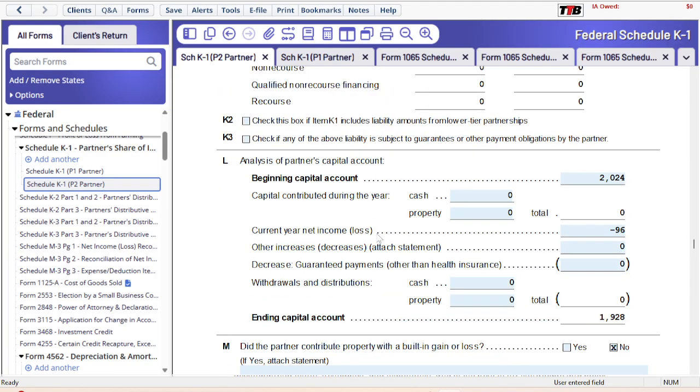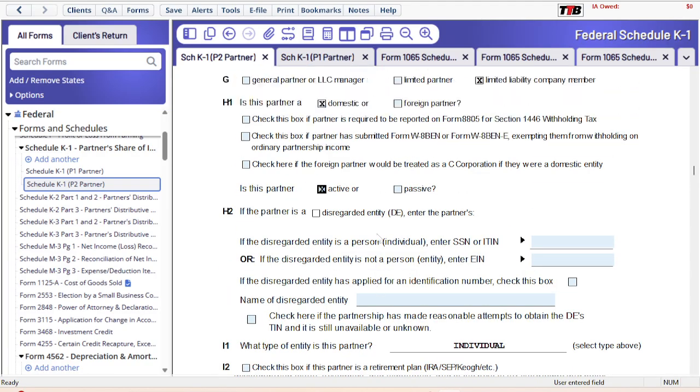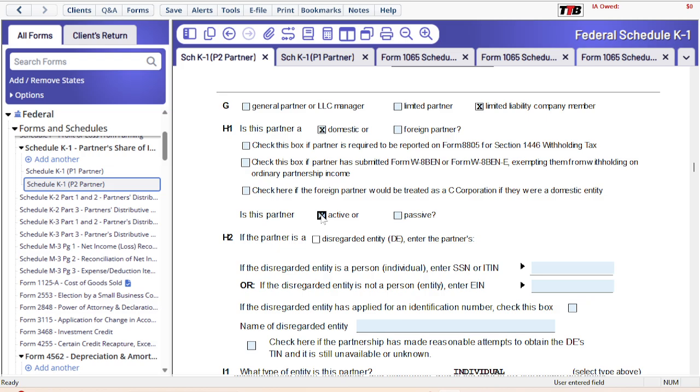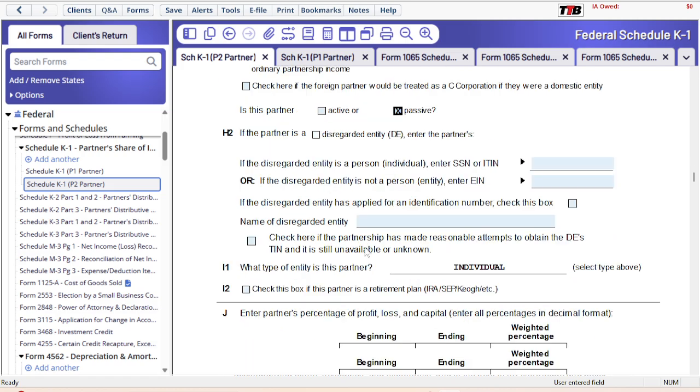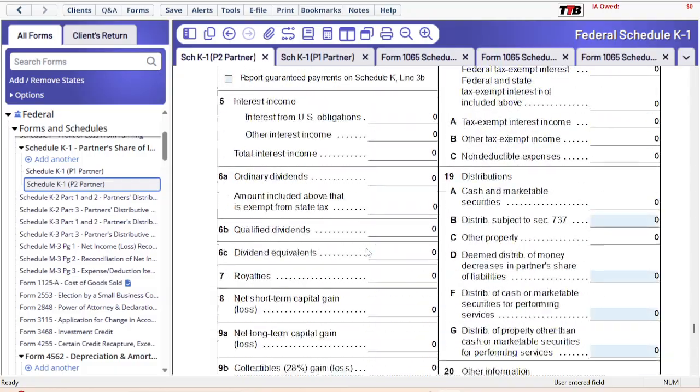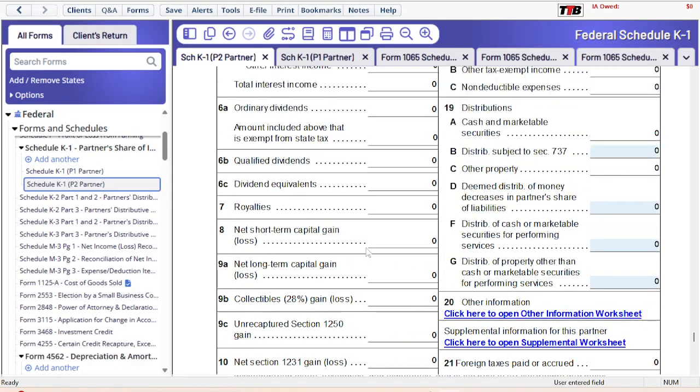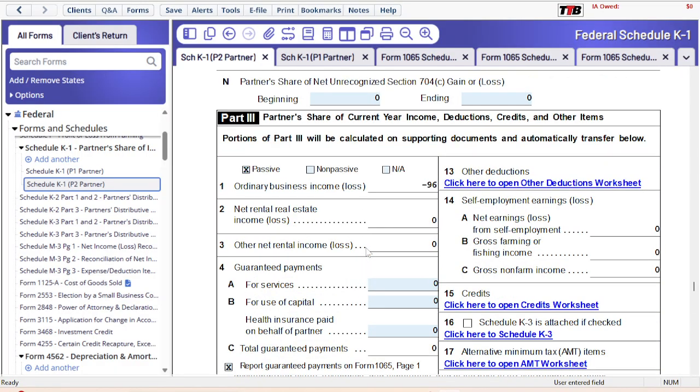But we are going to assume this person does not work in the business. Only one person is working actively in the business. So therefore, this person is not going to pay self-employment income on his portion of profits. And in this case, it is a loss for this year. So this area is going to remain pretty much blank.